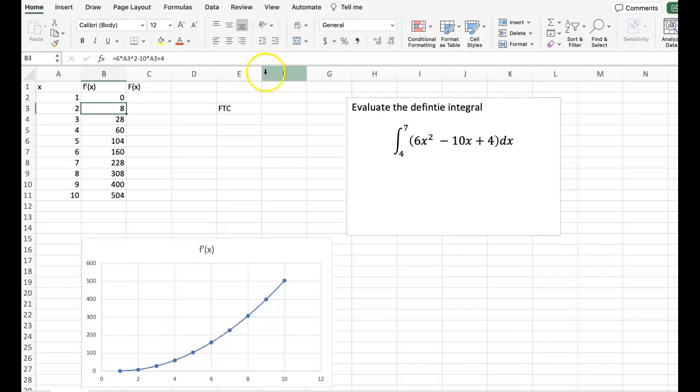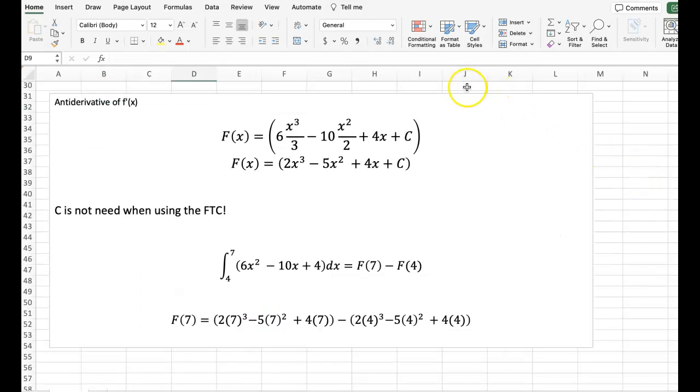First, let's find the antiderivative of this function. To find our antiderivative, remember we use our antiderivative rules, and our antiderivative function becomes 2x to the third minus 5x squared plus 4x plus c. Again, using our rules for antiderivatives, where we add 1 to the exponent and divide by that same exponent, and then I just reduce this 6 divided by 3, 10 divided by 2.